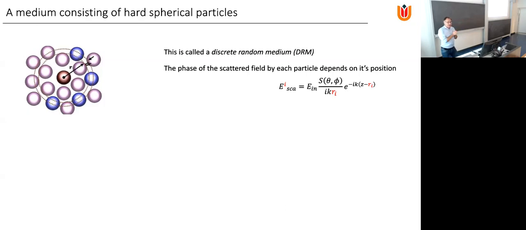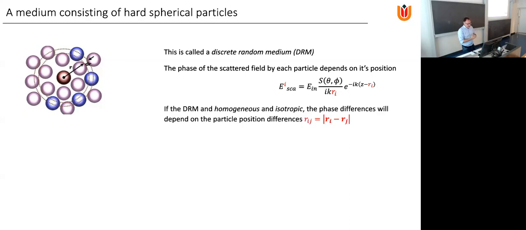Now again, in a light scattering experiment, we would illuminate this bunch of particles with light, and each of them would scatter an electric field, which at some detector far away would be observable, and it would measure different contributions to different particles because the positions are different. Now, if this discrete random medium is homogeneous and isotropic, homogeneous meaning that the average density is everywhere the same in this medium, isotropic meaning that it does not matter from which side you look at this medium.